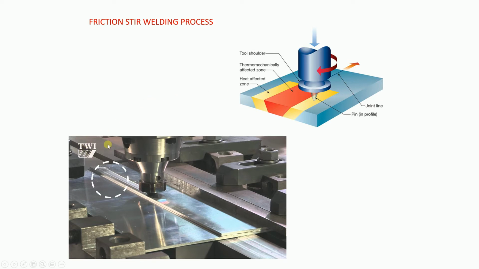I have taken the image from the TWI group's website, and you can see a schematic representation. I always show the three zones: base metal, heat-affected zone, and fusion zone, and these are clearly shown here also. Here we use a solid tool, a metallic tool or a ceramic tool. Using that tool we penetrate the workpiece, then give a rotating motion to create a friction effect. Because of that effect, the metal pieces soften and join.